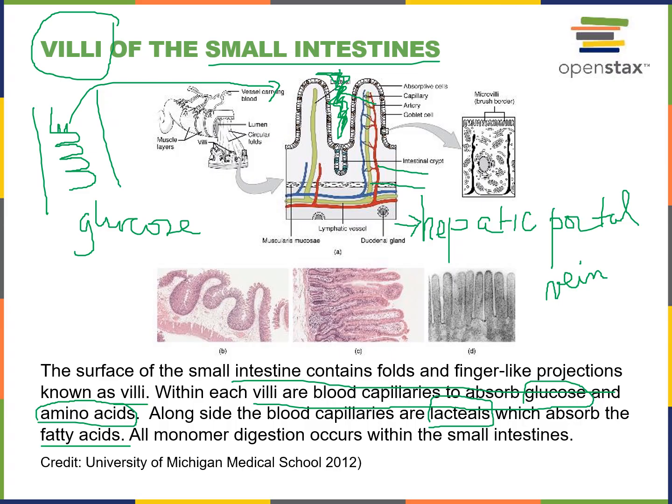The question is, what happens with the lymphatic capillary that has the fatty acids? Well, remember, lymph gets returned to the cardiovascular system. So eventually the fatty acids do make their way to the liver also.